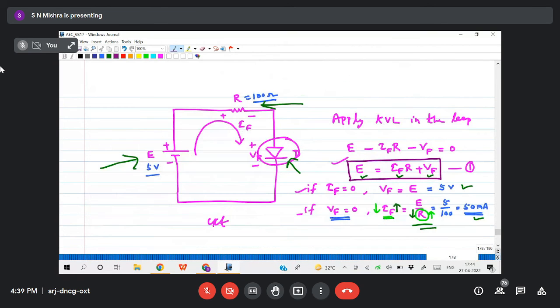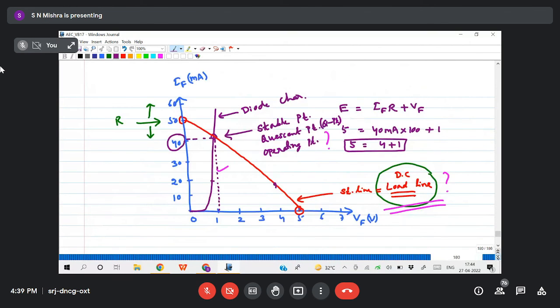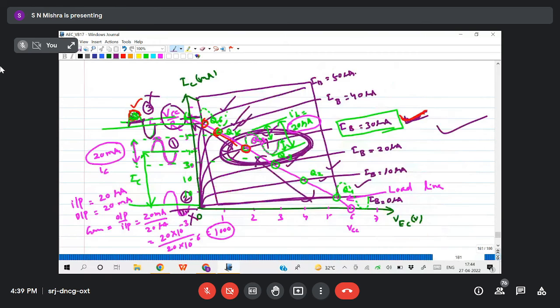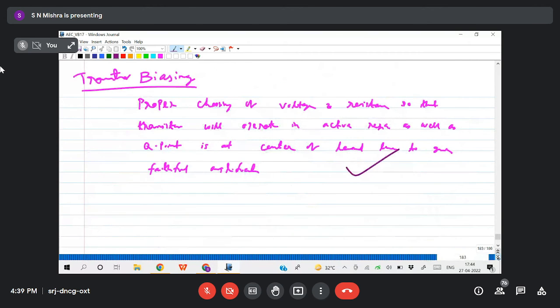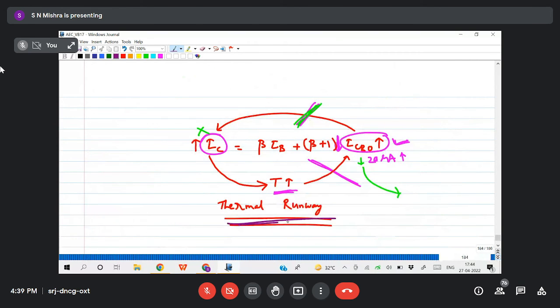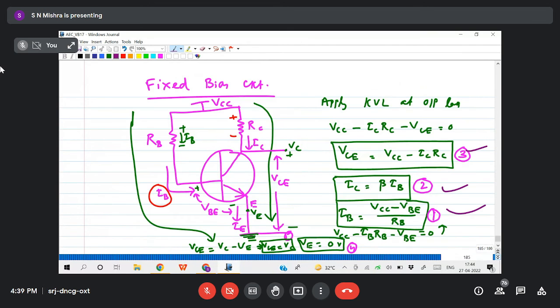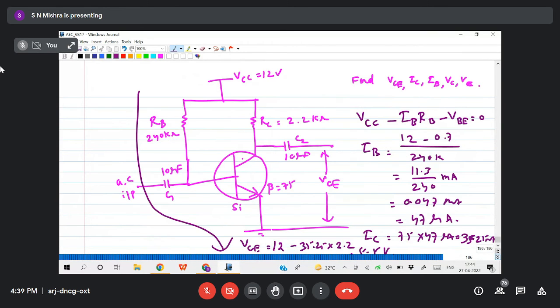After that, we will also get some short questions, like thermal runaway. I have told you today what thermal runaway is. Okay, what is thermal runaway? It is a short question, so these things you will get.